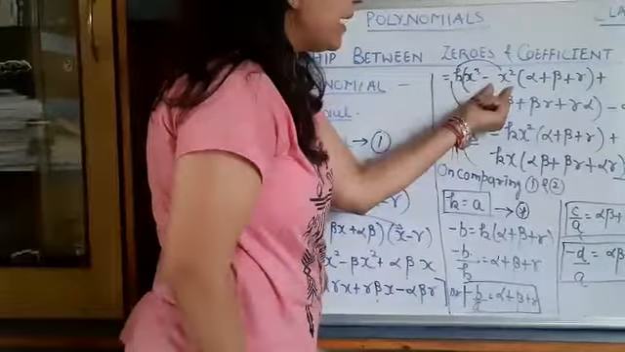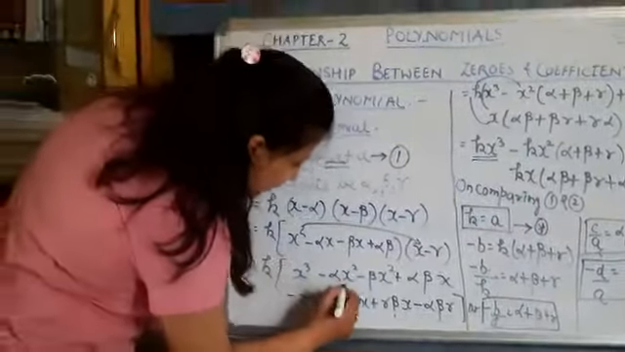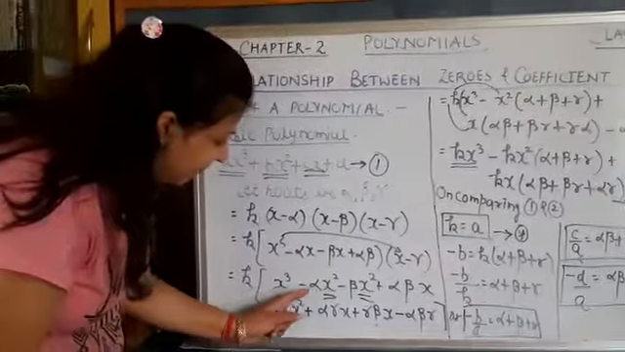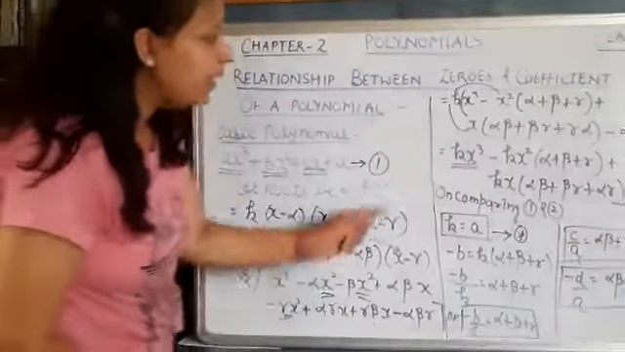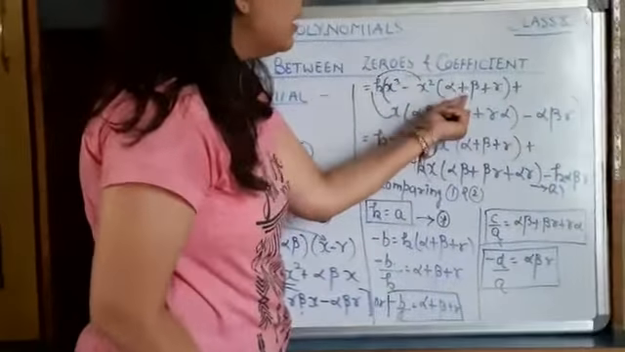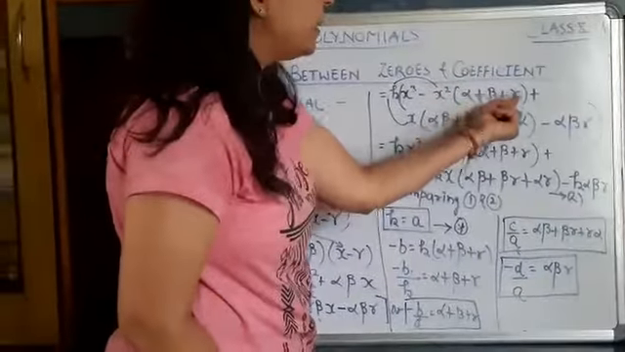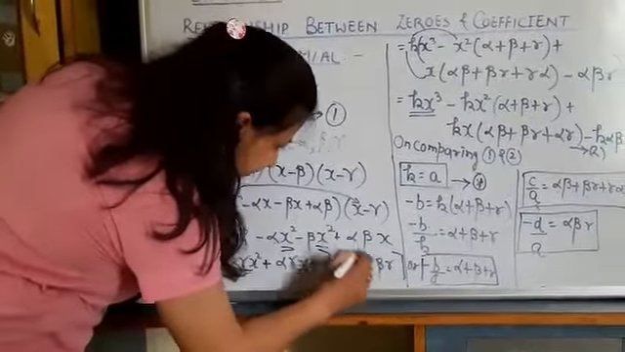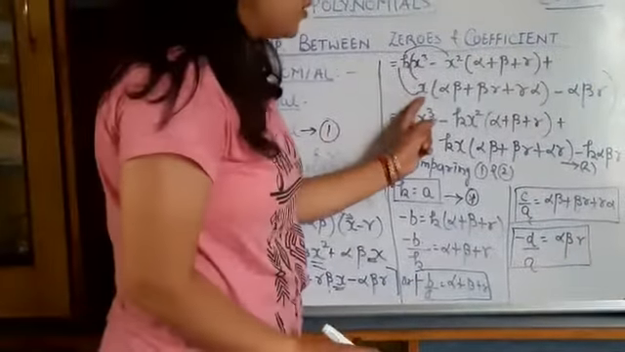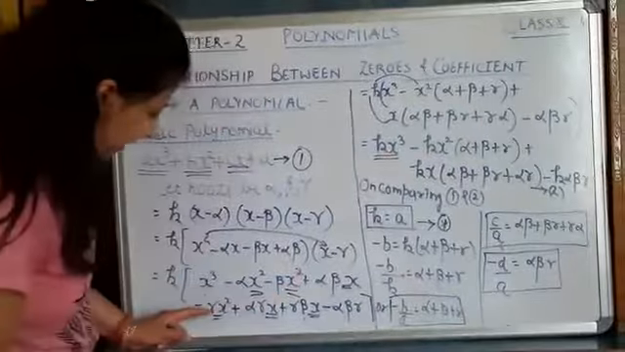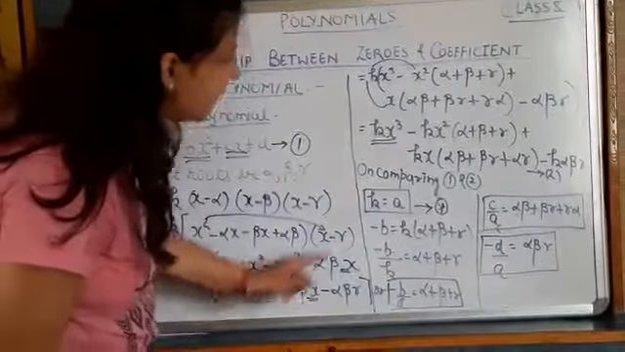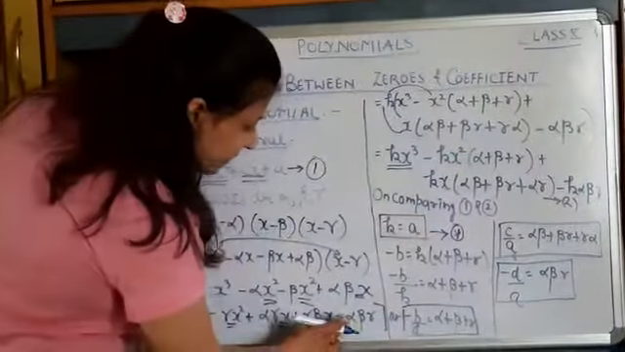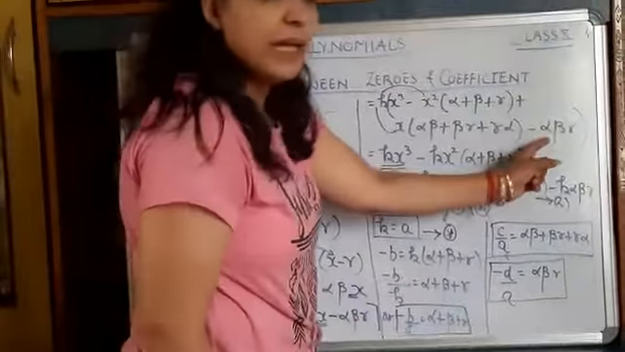We get k times x cube minus x square. Combine all the terms of x square; the terms are alpha, beta and gamma, so minus is common, alpha plus beta plus gamma. Now combine all the terms of x. What will you get? x common, alpha beta, beta gamma and gamma alpha. And the rest is the constant term, that is minus alpha beta gamma as it is.